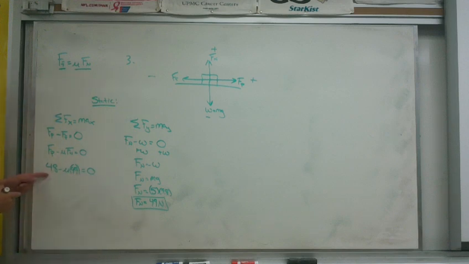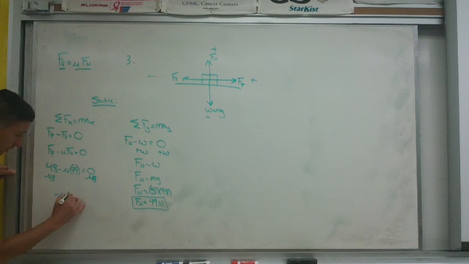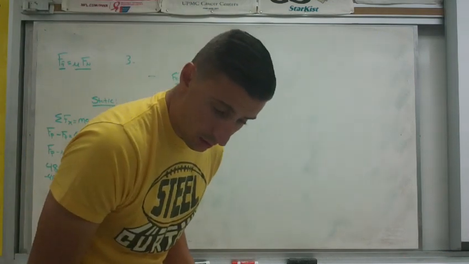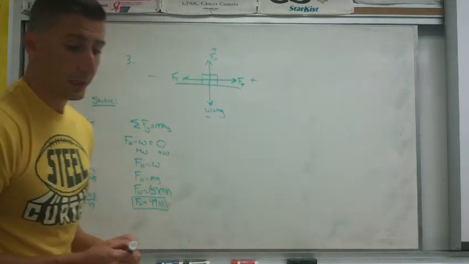Solve. I would get rid of the 48 first. Subtract 48 minus 48. I'm left with negative mu times 49 equals negative 48. I divide by negative 49. Cancels out the 49 and it cancels out the negative. So I'm left with mu is equal to 48 divided by 49, I get 0.98.